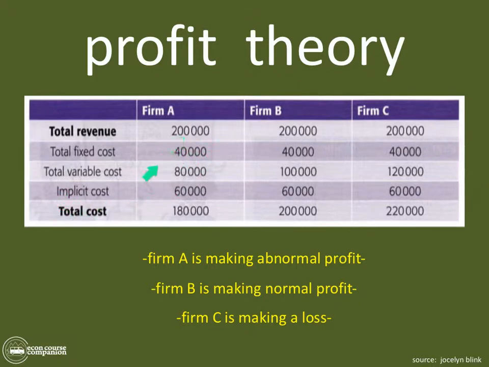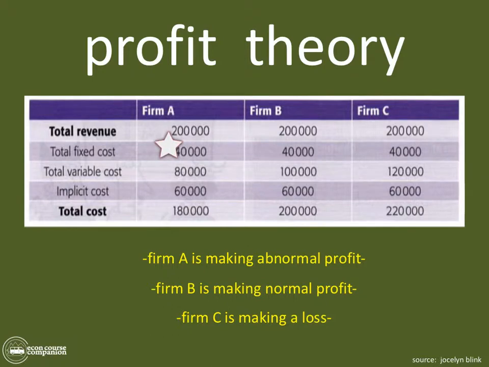So here's how you figure out if somebody's making abnormal profit, normal profit, or a loss. You take a look at the total revenue, right? You add up 40, 80, plus 60, which is 180. And so you look and you say, wait a minute, their costs are $20,000 less than their revenue, and therefore Firm A is making an abnormal profit. Perfect, right?